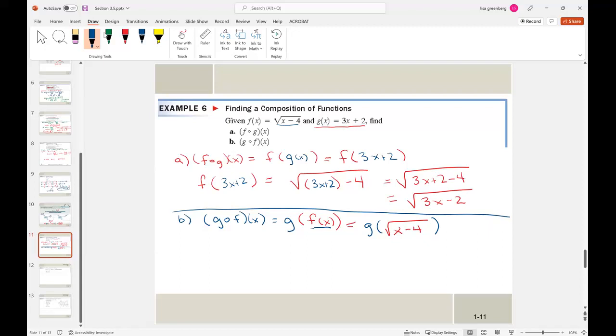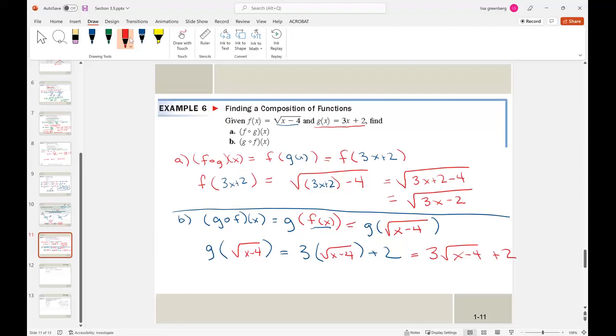And now I plug that into my g of x. So g of whatever is equal to 3 times x plus 2. And I'm going to plug in for x the square root of x minus 4. And so my final answer becomes 3 times the square root of x minus 4 plus 2, which is not the same. These are not the same. So it does make a difference which way you do the composition.